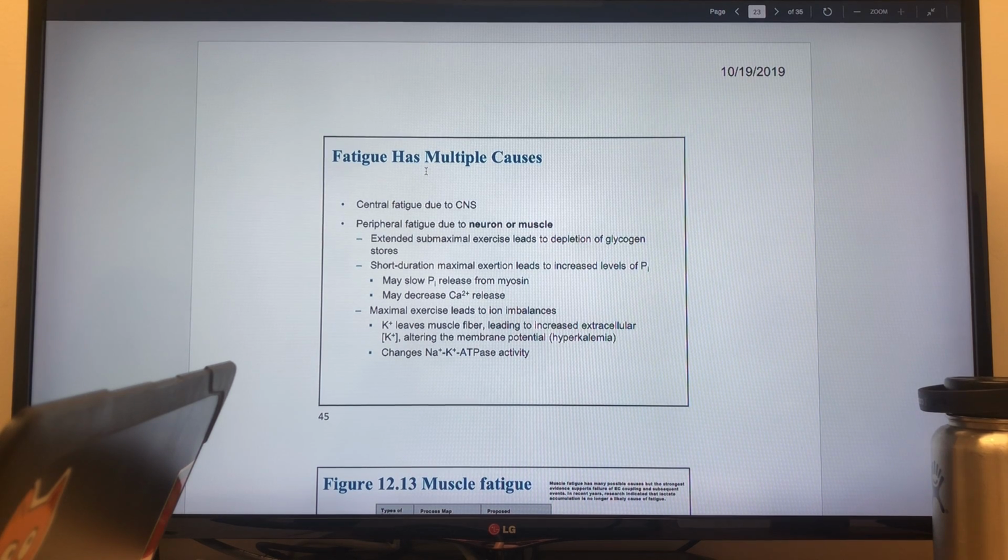Because what I ended up putting is it would be failure to generate an action potential. That's what I put. So that's central fatigue? Yes, for central. That's what I ended up putting. I'll steal that.